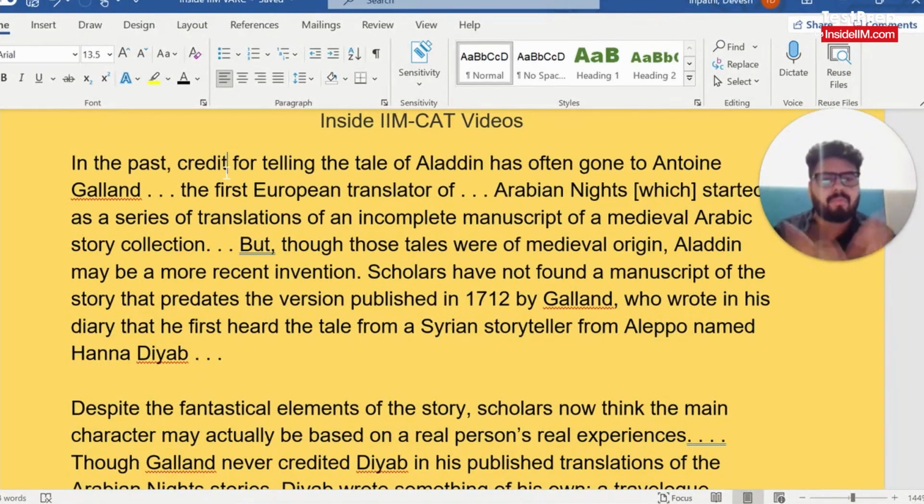And what was Arabian Nights? Arabian Nights started as a series of translations of an incomplete manuscript of a medieval Arabic story collection. So basically Arabian Nights was itself a series of translations of an incomplete manuscript of a medieval Arabic story collection, and from there Aladdin was derived, as the author says.